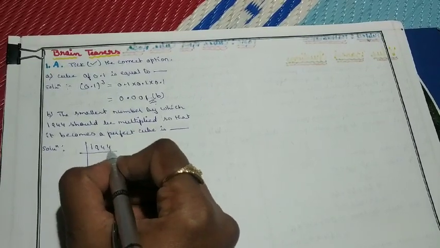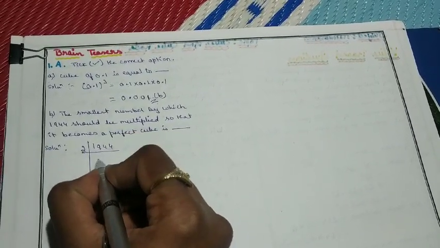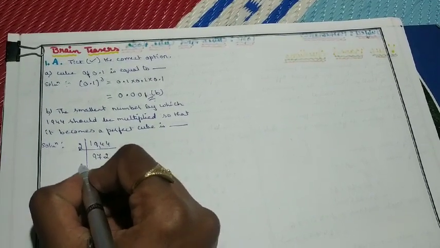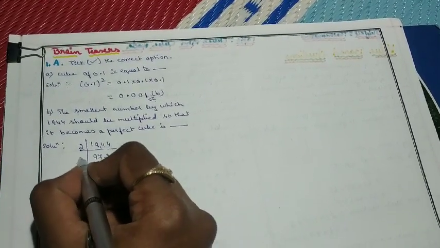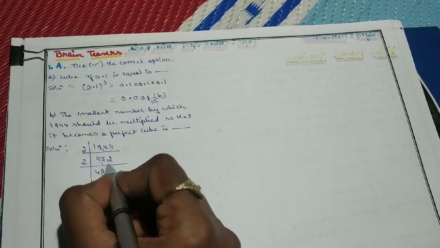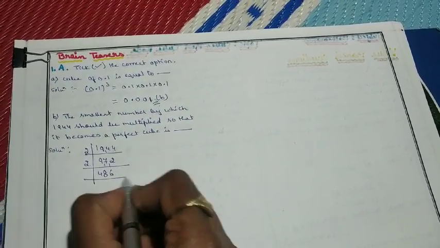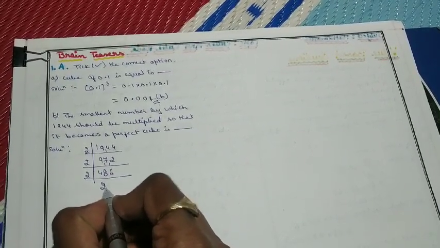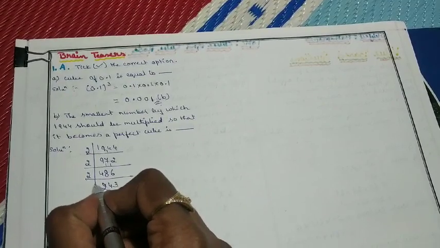Since it is ending with a 4, I'll go with the 2 table. 2 9s are 18, 1 remains, 2 7s are 14, 2 2s are 4. Then again 2 in the units place, so 2 4s are 8, 1 remains, 2 8s are 16, 1 remains, 2 6s are 12. Again 2 4s are 8, 2 2s are 4, 2 4s are 8, 2 3s are 6.